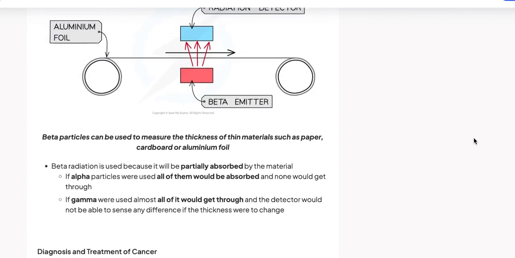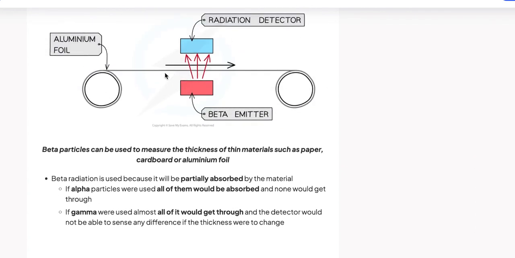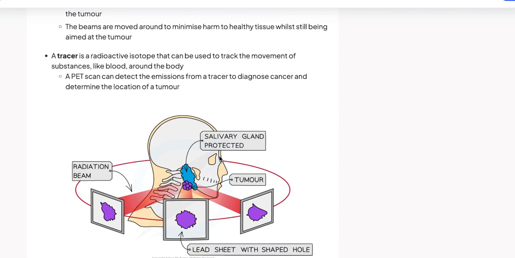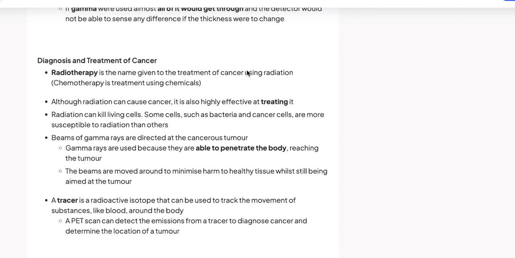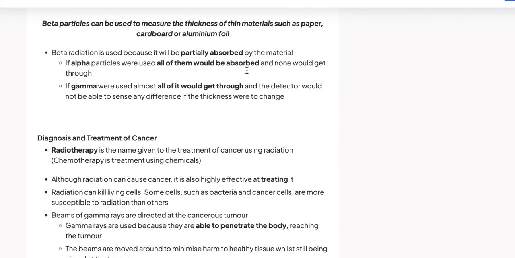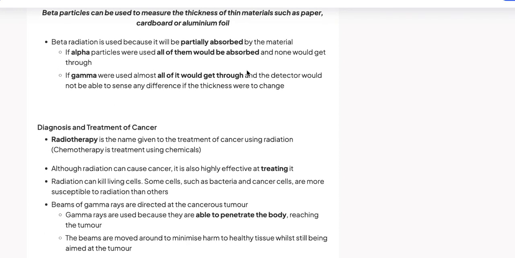So alpha will not be a suitable particle to check the thickness of the material, because none of them will pass through. All of them will be absorbed by this aluminum foil. That's why we opt for a beta particle, because some of the particles can go through while some will be stopped.